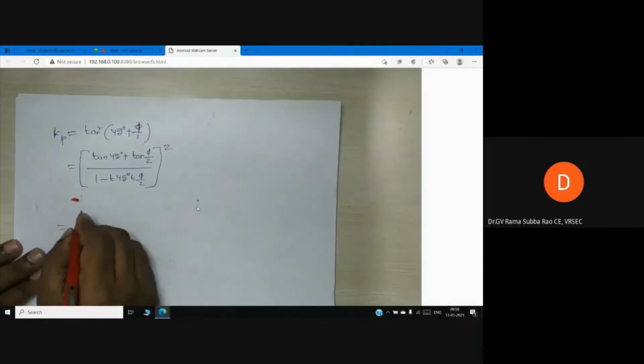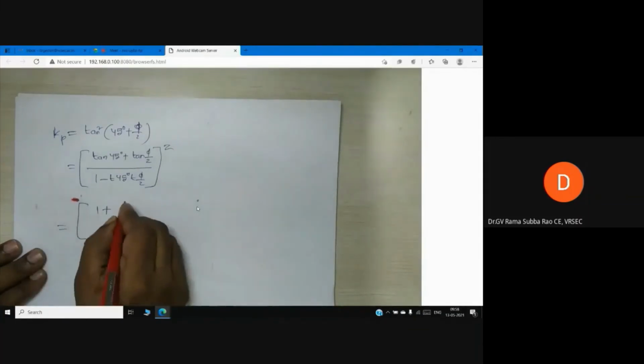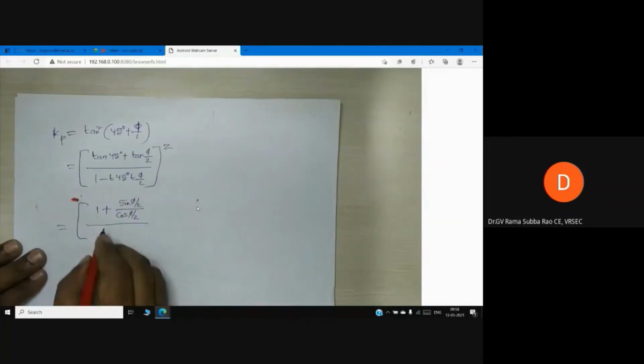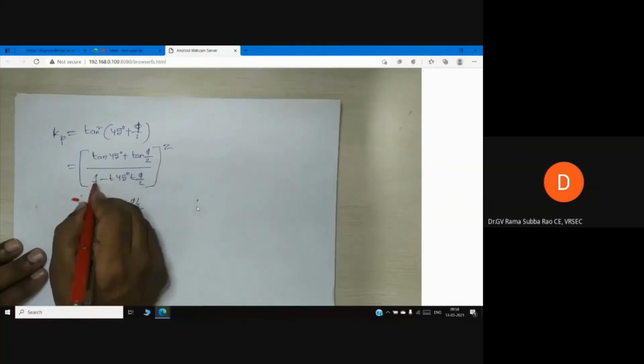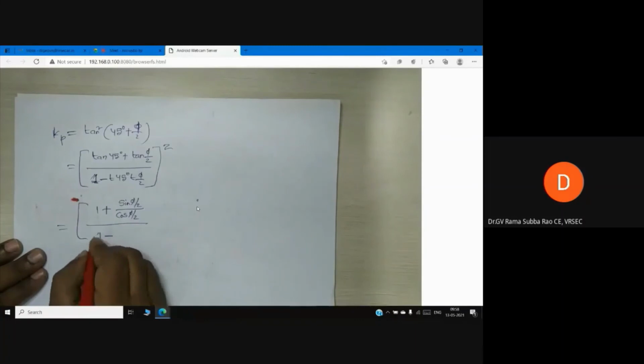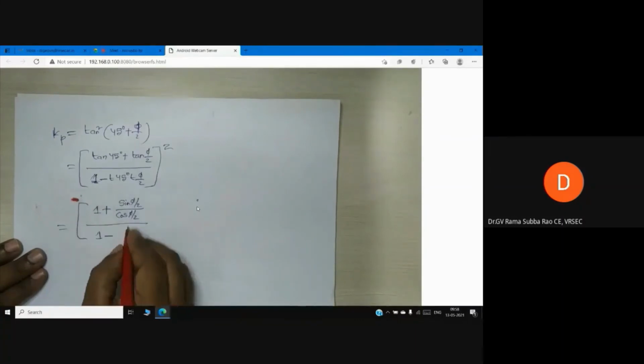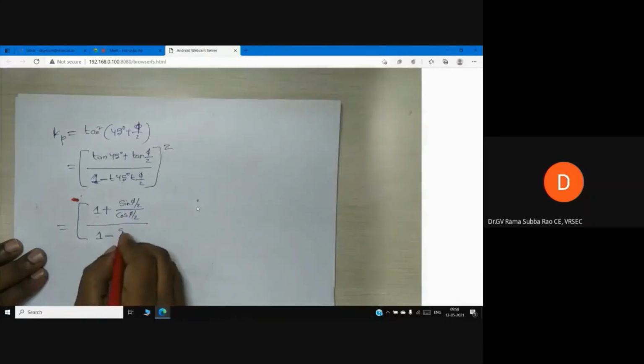Now you see this is 1 plus tan phi by 2, which I can write as sine phi by 2 by cosine phi by 2. I'm very good in mathematics. Tan 45 is 1 because it is sine 45 by cos 45. So we know the basic trigonometry. This tan 45 is again 1. I have tan phi by 2, so I can write it as sine phi by 2 by cos phi by 2.